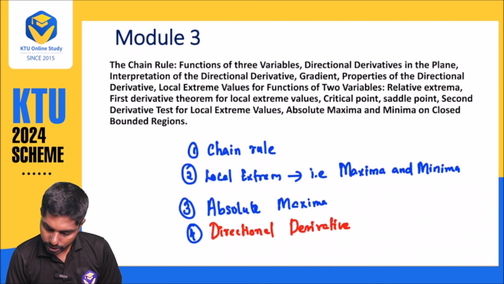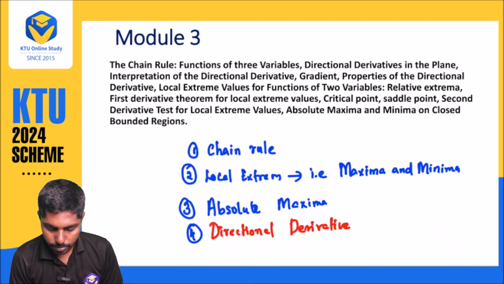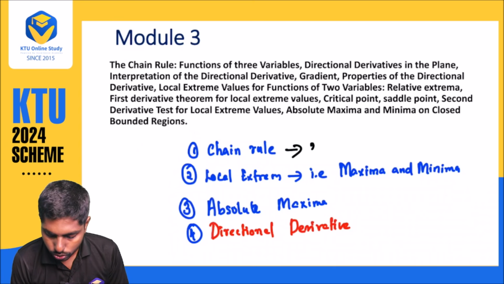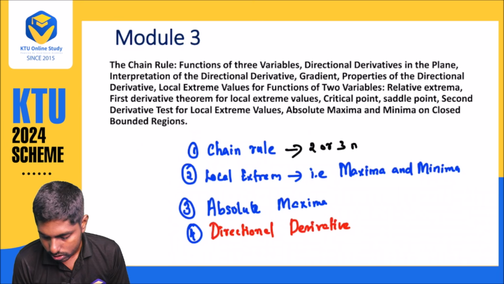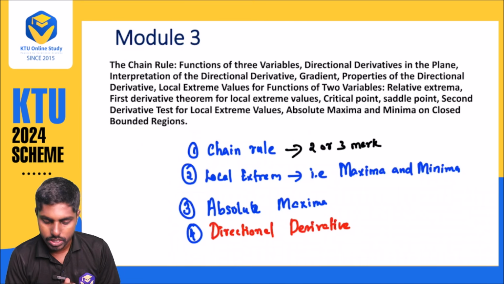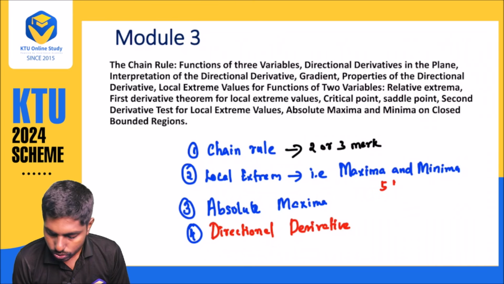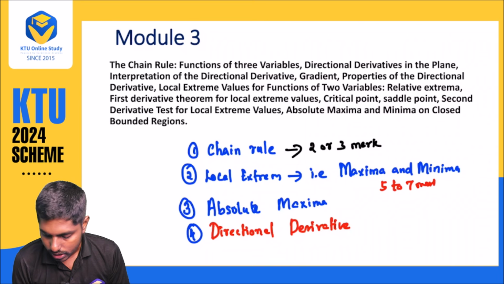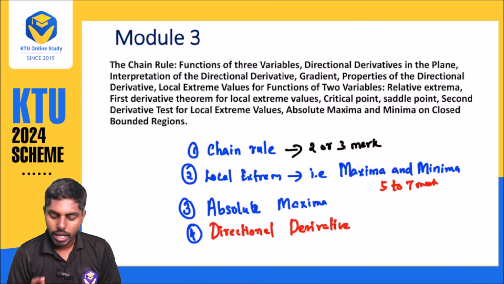Okay, so what kind of sums will be coming here? You can expect a 2 mark problem or 3 mark, maximum 2 to 3, or it can be 4 or 5. This is the average you can expect from the chain rule, depending upon the question, a 2 mark or 3 mark problem from this area. Then in maxima and minima you can expect a 5 to 7 mark question. And absolute maxima also you can expect 5 to 7 marks.